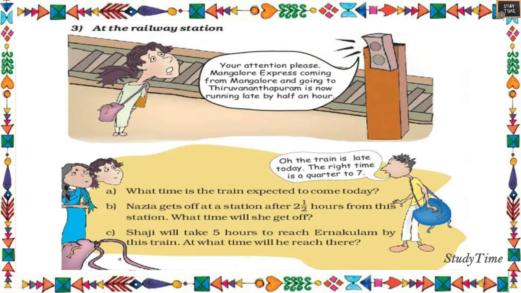At the railway station, your attention please. Mangalore Express coming from Mangalore and going to Thiruvananthapuram is now running late by half an hour. Half an hour meaning is 30 minutes.